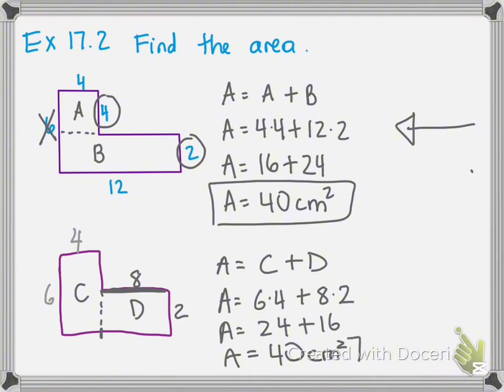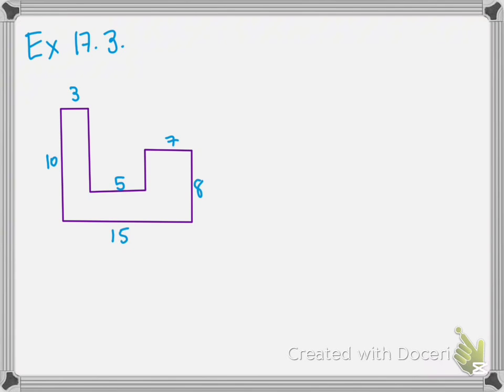So it doesn't matter in which way we divide the figure, as long as we are very careful on which dimensions we use, we're going to get the same answer. Now in this last example, I want you to notice that it's a little bit different because it's not an L shape, it's a U shape. And so when I make the cuts, either horizontal here and here, or if I do the cuts vertically here and here, I have to be very careful with the dimensions, okay?